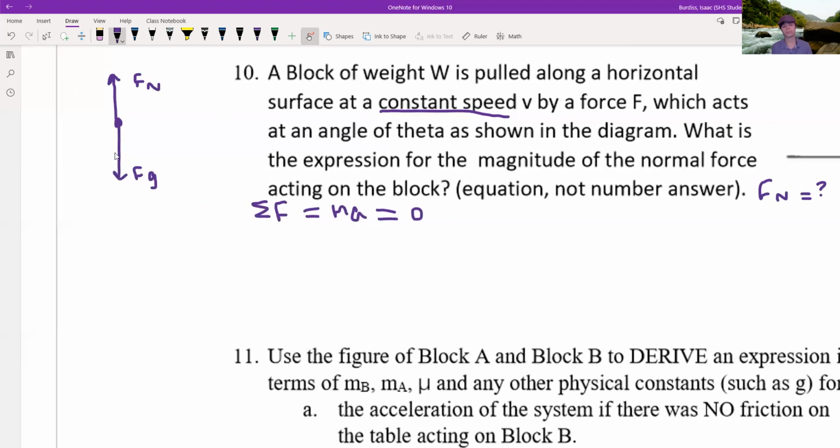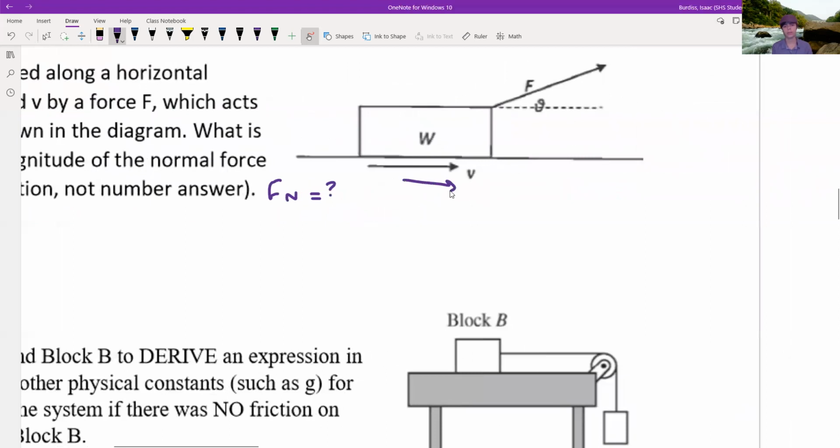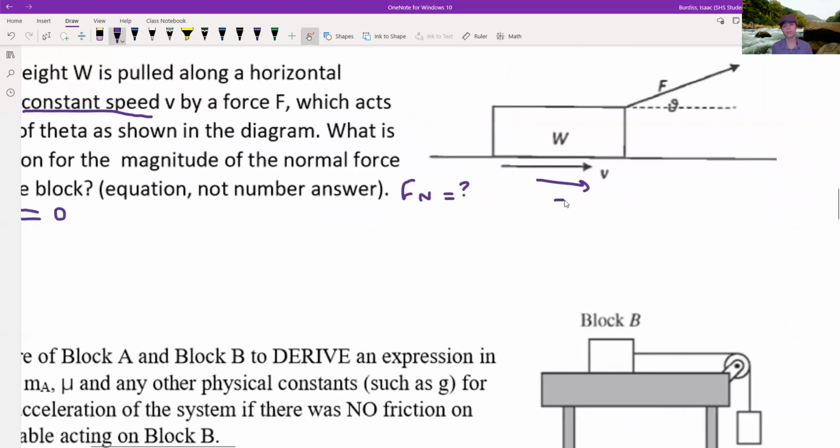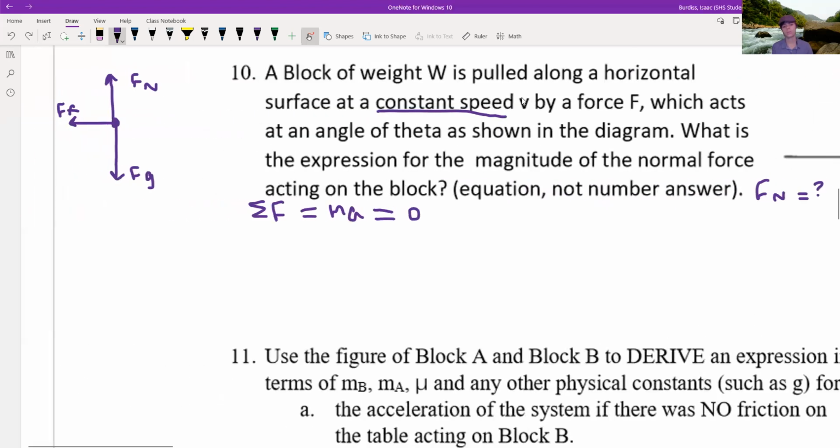And so what other forces do we have? We have friction. Didn't say it was frictionless, so we have friction. And that's to the left. Why? Because it is pushed to the right. The velocity is to the right. So that also means right is positive and up is positive. Remember what I said, if this thing was being pushed to the left, then that would be different. In this case, up is positive and right is positive.